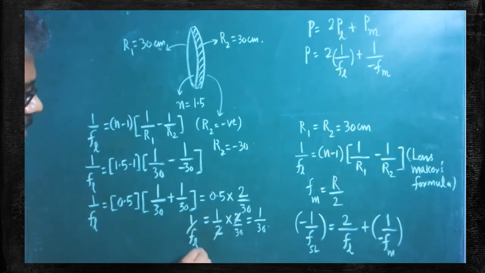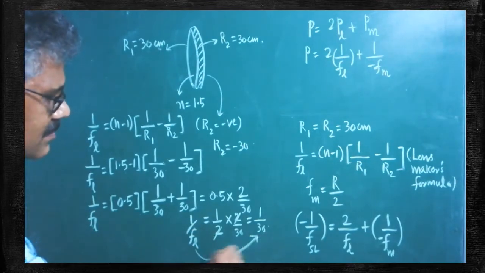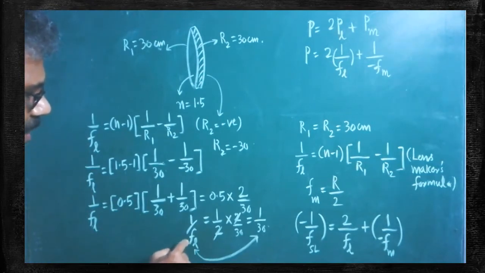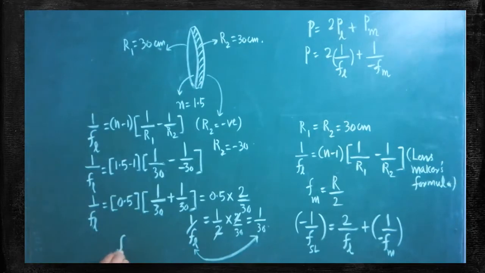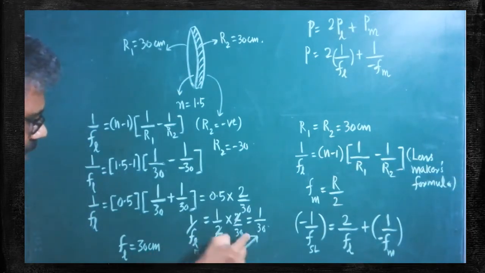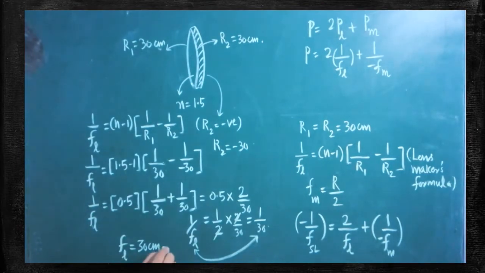1 by 30 is equal to 1 by FL. You just compare this and this, comparing the denominator value alone. FL is equal to 30 centimeter. So the focal length of the lens is found out, 30 centimeter, by comparing the denominators. The same FL must be written in terms of meter also. That is very important. So 30 centimeter can be written as 0.3 meter. So FL is found out.